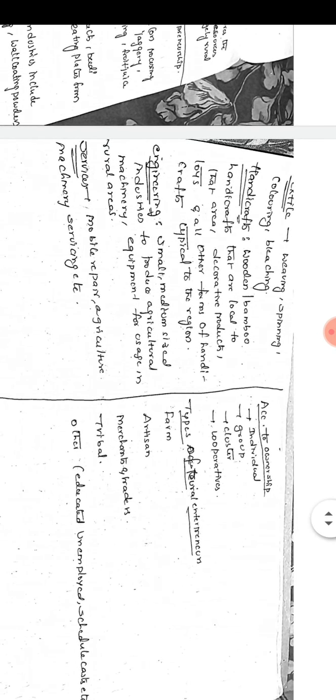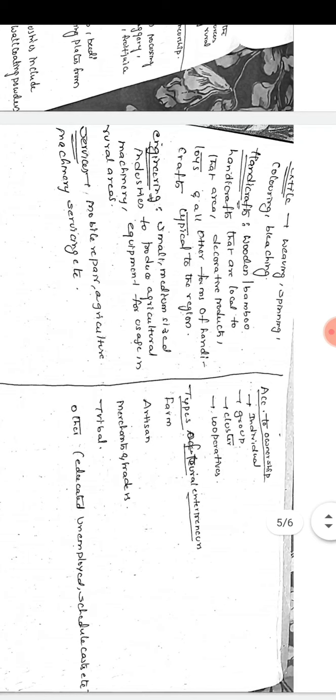Next, textile enterprises. Weaving, spinning, coloring and bleaching come under textiles. Handicrafts are wooden and bamboo handicrafts local to the area, decorative products we use in our showcases, toys and other handicrafts typical to that region. Engineering industries are small and medium-sized industries that produce agricultural machinery and equipment for use in rural areas. And there are services like mobile repair and agriculture machinery servicing. All this comes under rural enterprises.